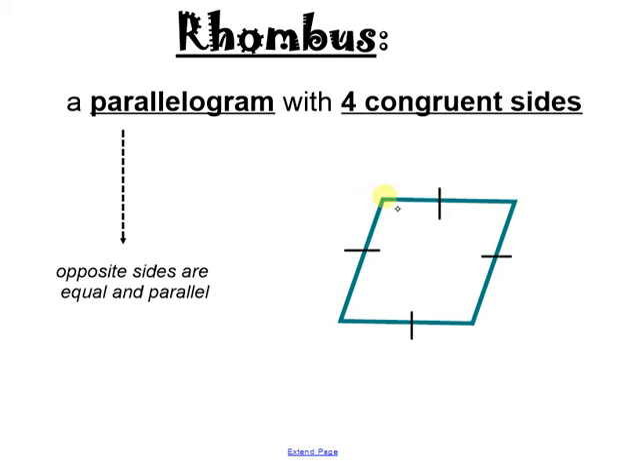The difference, though, is that all 4 sides are congruent. And again, these are our sticks that mean congruent. And congruent means that they're equal length, okay? So this side matches this side matches this side. But because it is a parallelogram, we also know that these lines are also parallel to each other.